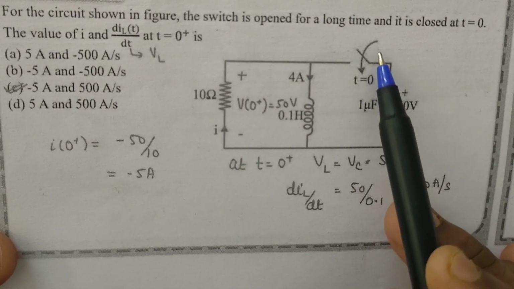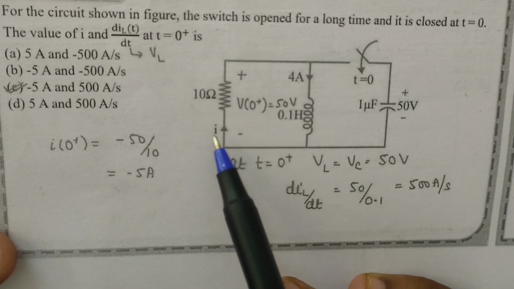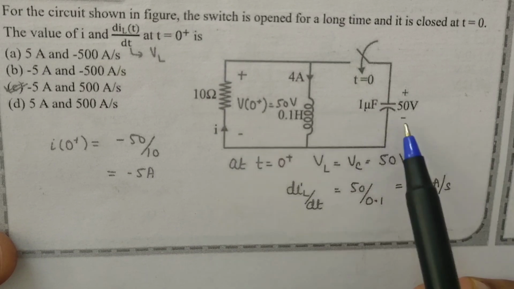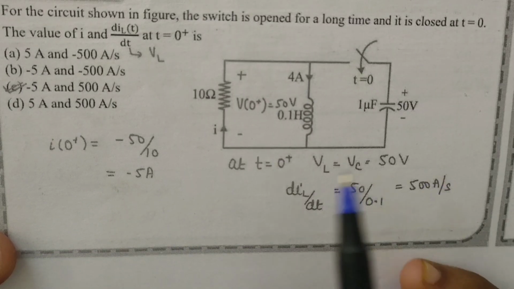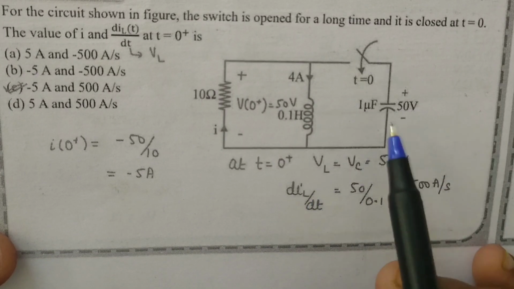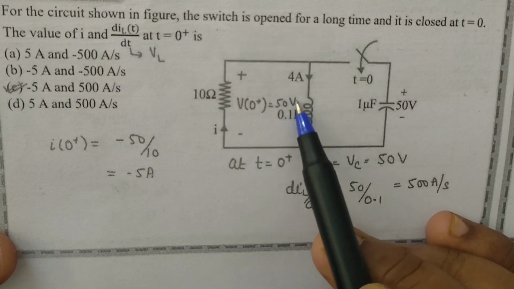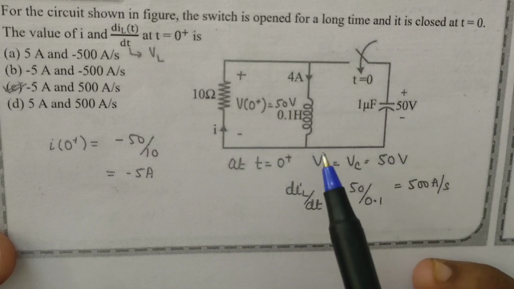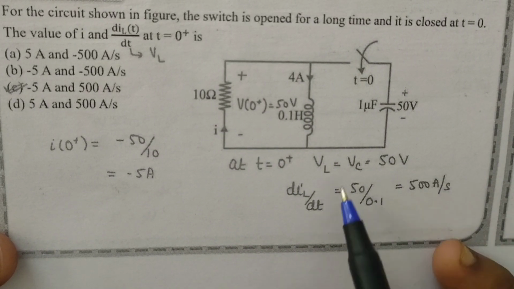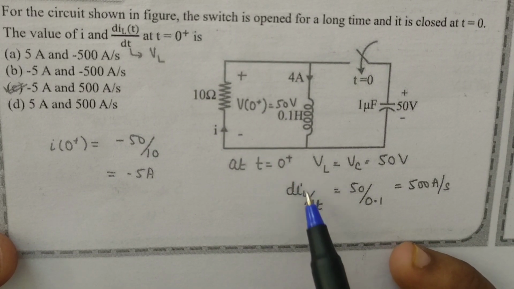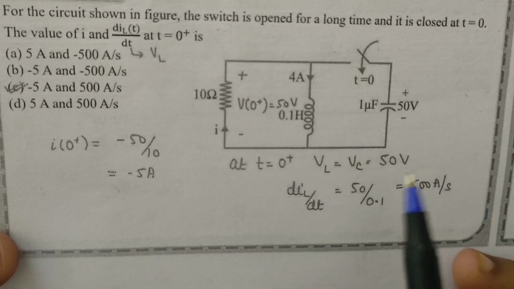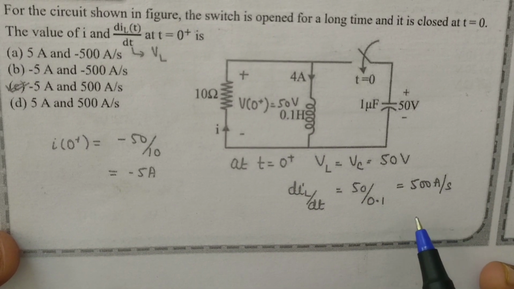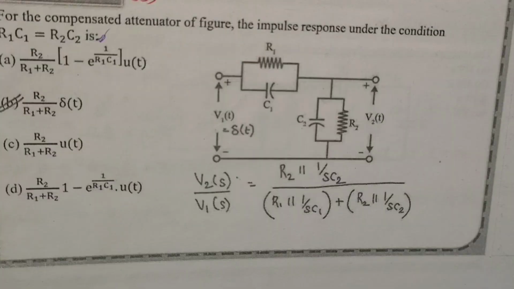At 0 the switch is closed, the voltage across the resistor will become minus 50 volts, so the current will be minus 5 amperes. And at t equals 0 plus, as the switch is closed, the voltage across the resistor, inductor and capacitor is the same, that is 50 volts. We know L into di L by dt is equal to 50 volts. Here the L value is 0.1, so 50 by 0.1 is equal to 500 amperes per second.